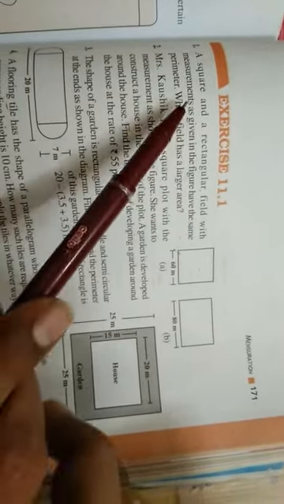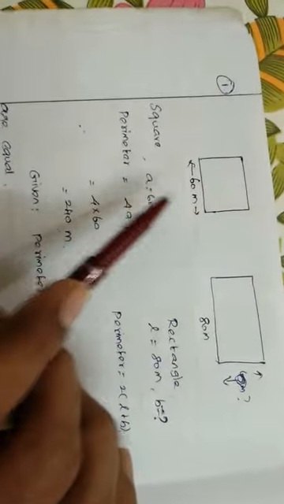Now we are going to study the first problem. A square and a rectangular field with measurements 60 and 80 have the same perimeter. Both have the same perimeter. Which field has a larger area? This is the question. For that, the first one is a square, the second one is a rectangle. Square side A. Both perimeters are equal, no?